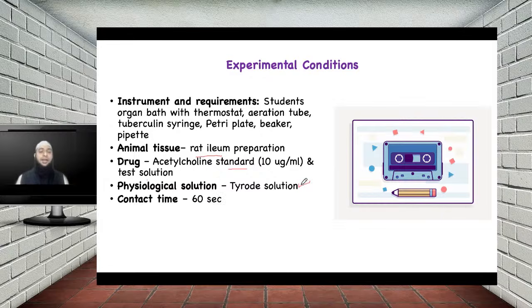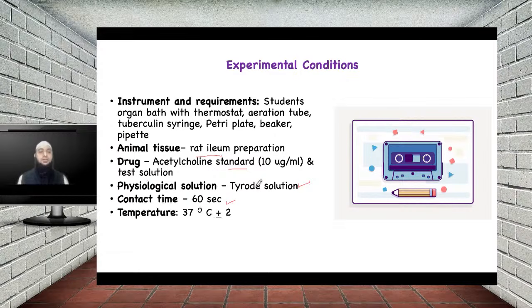Contact time is 60 seconds, so it is a fast contracting tissue, but it is not as fast as the fundus strip. So we are using 60 seconds as the contact time in the case of the rat ileum. You can even use 30 seconds. Some investigators use 30 seconds as the contact time, and at 30 seconds it also gives very good responses.